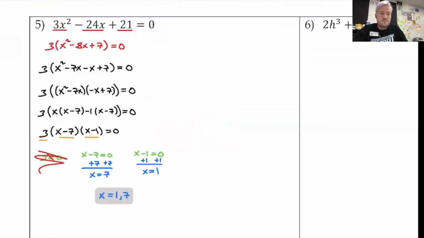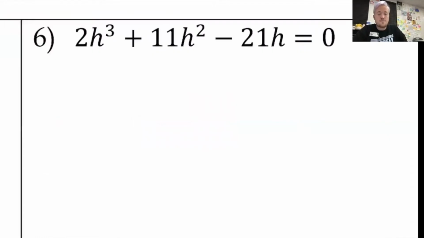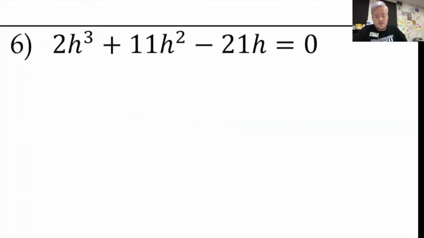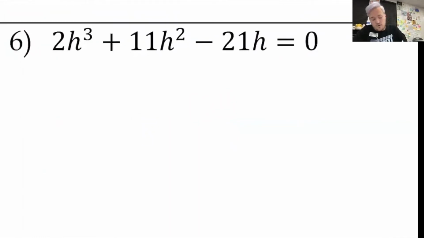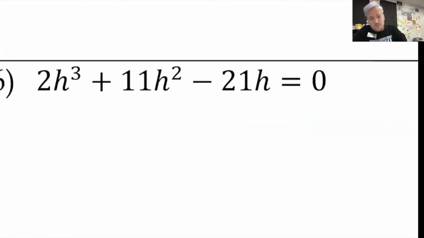Now over here for number 6. The first thing I want you to notice about number 6 is that our equation has a power of 3. So what that means is this is actually a cubic function, which means we could have up to 3 solutions. Your highest degree potentially means how many solutions you could have. So in this case, we could have 3.